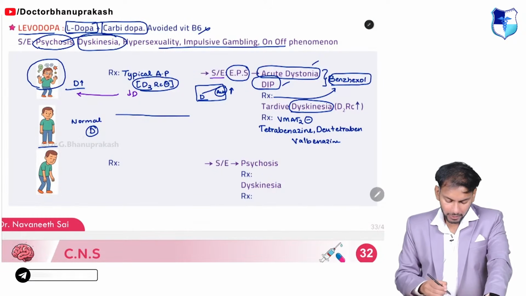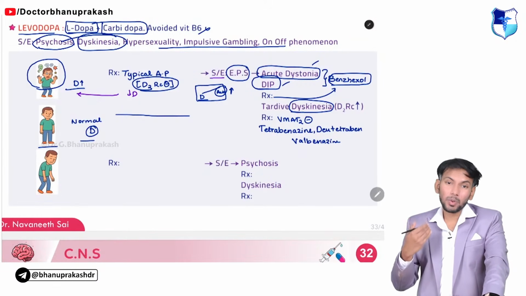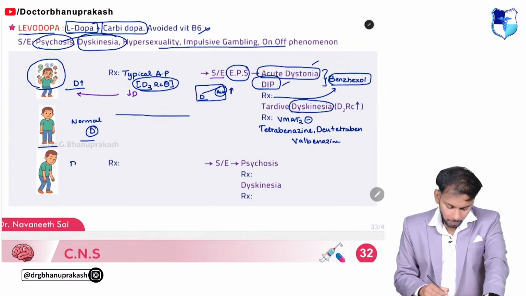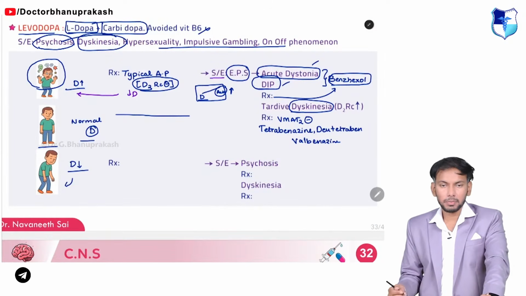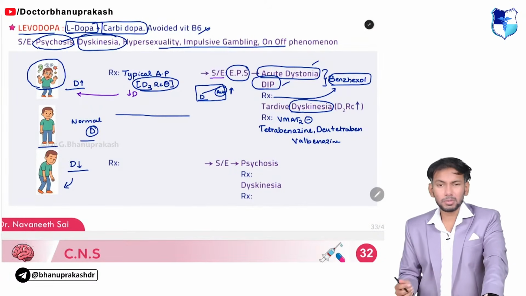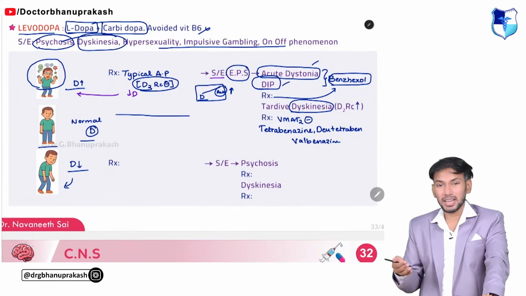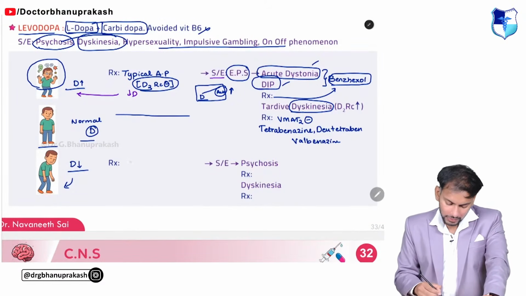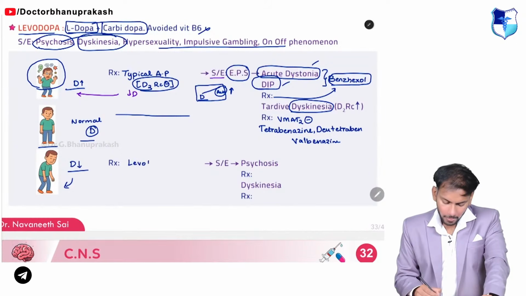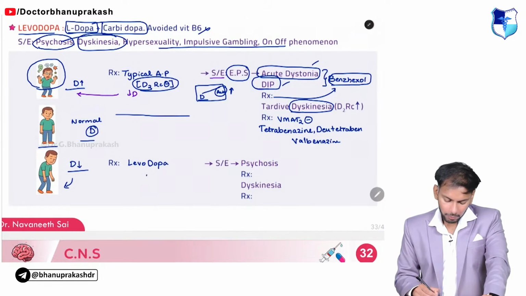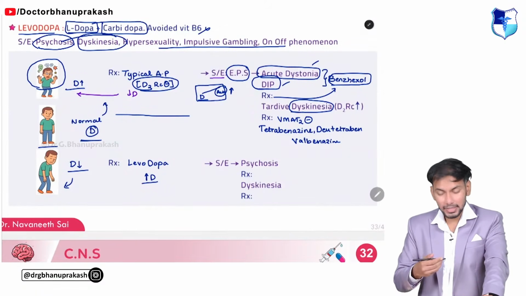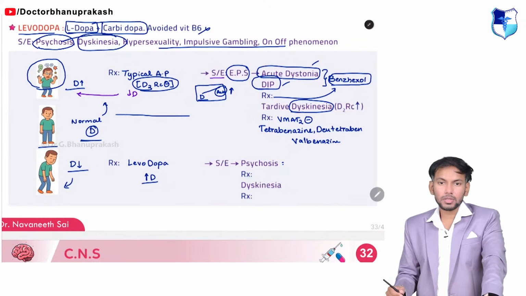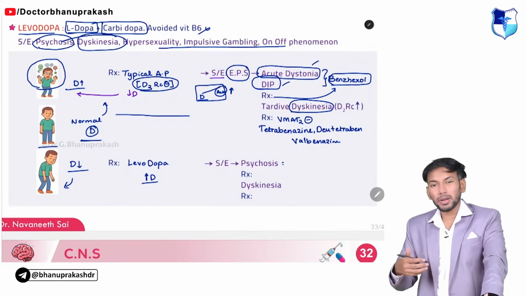Now, the opposite spectrum. Let us suppose the dopamine decreases. If the dopamine decreases, it will cause Parkinson's disease, tremors, bradykinesia, all of these. Now, the treatment for this is levodopa. That means you increase the dopamine. If you increase the dopamine, what is happening? I already told you. You increase the dopamine, it will cause psychosis. This is what is known as levodopa-induced psychosis.